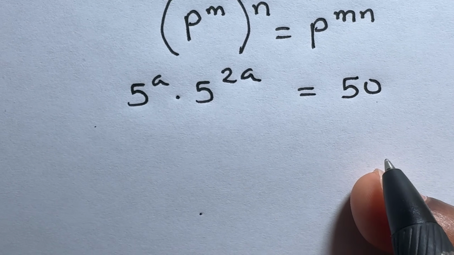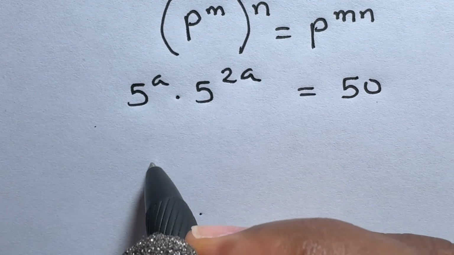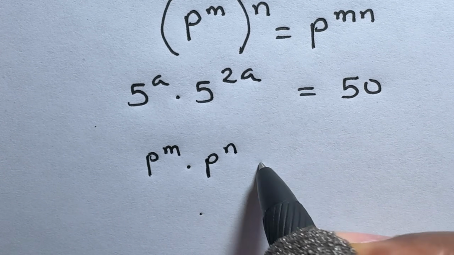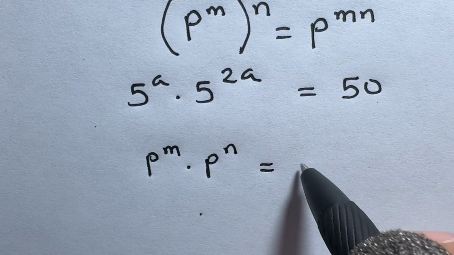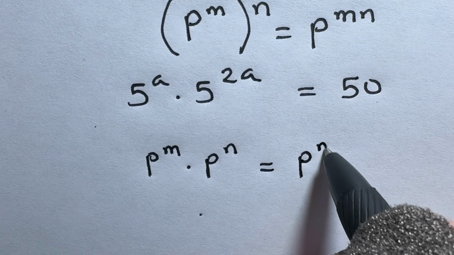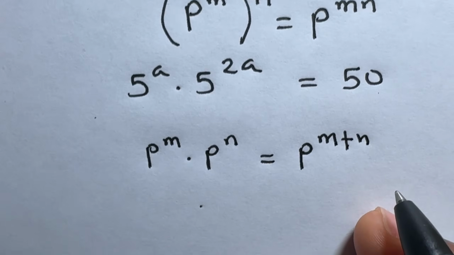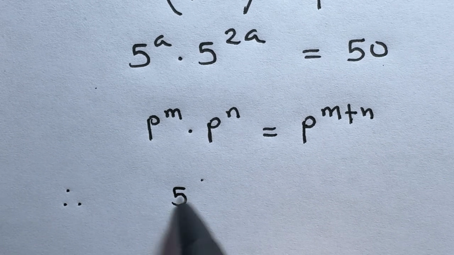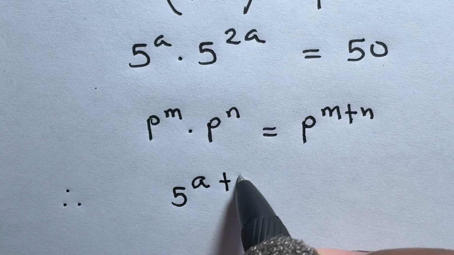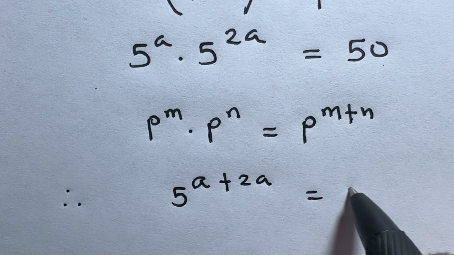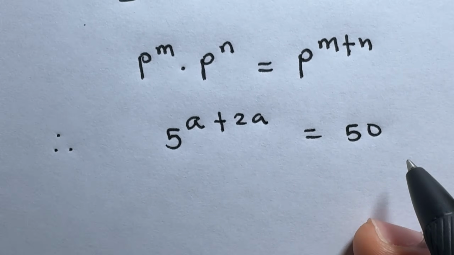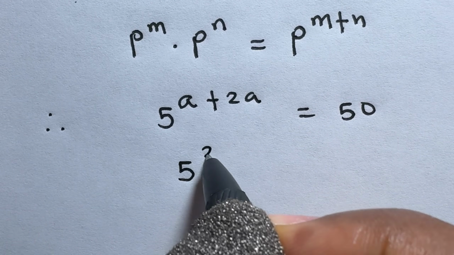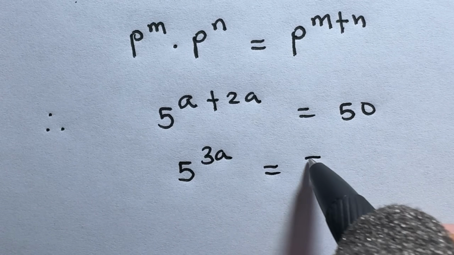Let us apply another law of indices. Given p raised to power m times p raised to power n, as long as the bases are the same, we can write this as p raised to power m plus n. Therefore, our equation now becomes 5 raised to power a plus 2a is equal to 50. From here we have 5 raised to power 3a, equal to 50.